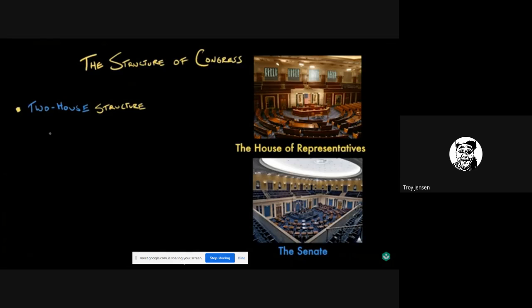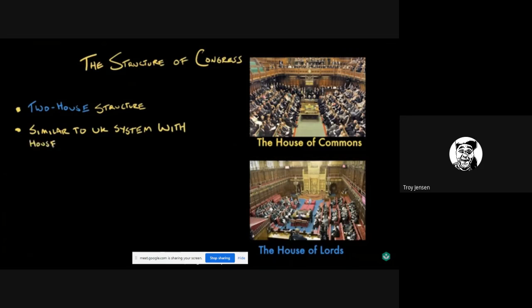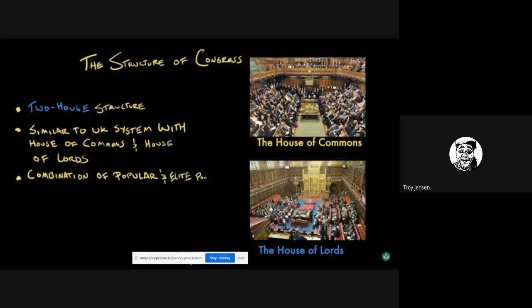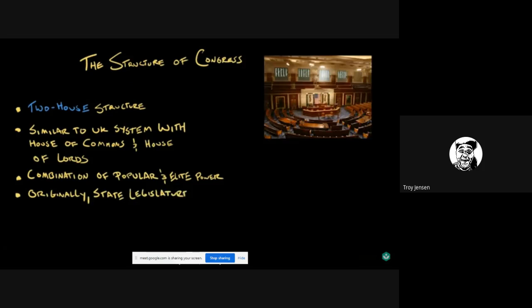A second reason why you end up with this structure is the influence of the British example. The British had both the House of Commons and the House of Lords, and the House of Commons, of course, being more subject to popular pressure, while the House of Lords was this elite aristocracy, and the founders also wanted a combination of popular and elite power. And it was thought that the Senate would fill that elite role, in part because initially the senators were chosen by state legislatures rather than by the voters directly.